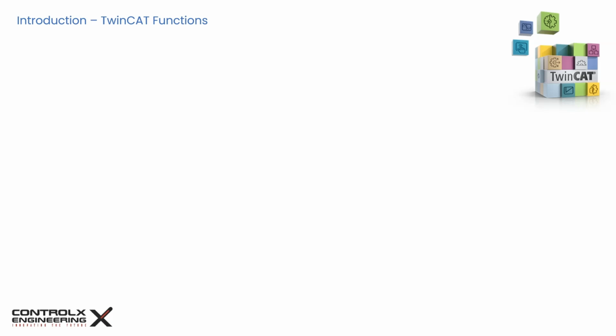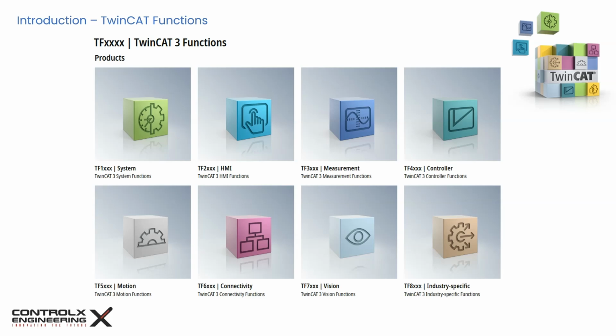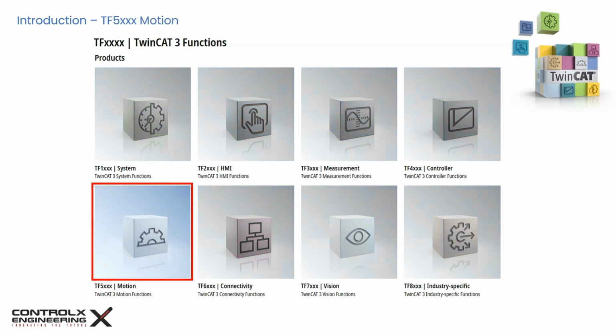Let's begin by looking at the various TwinCAT 3 functions available from Beckhoff. TwinCAT extends the basic PLC components by means of these functions, which are classified into the various categories as shown. The topic of today's tutorial will be TF5000 series functions, which are for motion-related functionality.